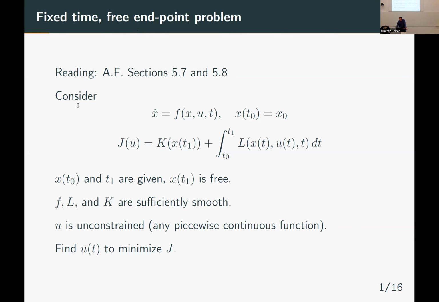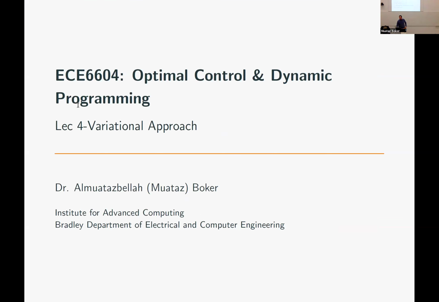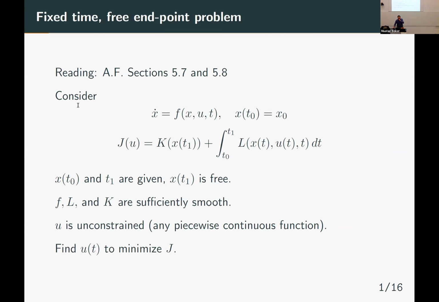So let me see here. Yeah, so this problem, we have a system described by a differential equation, and we want to minimize the cost function. We have a penalty on the final state, and we have also another penalty in terms of an integration on the states and the input of the system. We are given the initial conditions. We are also given T1, so we need to solve this optimization problem in fixed time, and we don't care about the final state. So what is the U that minimizes that cost function?